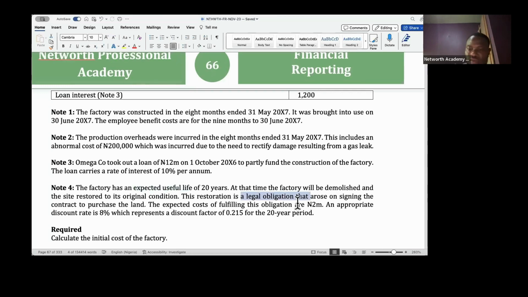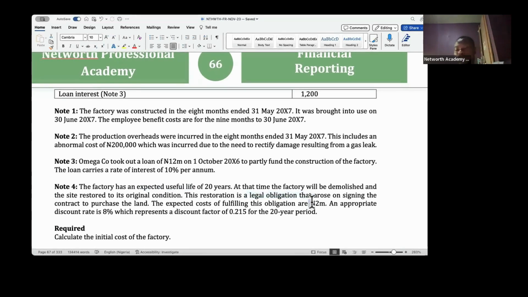However, they said the cost of fulfilling this obligation is 2 million. This 2 million is a future cost. We don't recognize future cost in reporting. So this 2 million is not what we'll take in our books, but the present value of this 2 million. And they already told us how to determine present value, because they will give us a discount rate. This examiner is magnanimous. He gave us a discount factor. That is it. All you just need to do then is just to multiply this 0.215 multiplied by 2 million. Whatever you get represents the present value of these 2 million. And that is what you are going to capitalize and add as part of the cost of this asset.